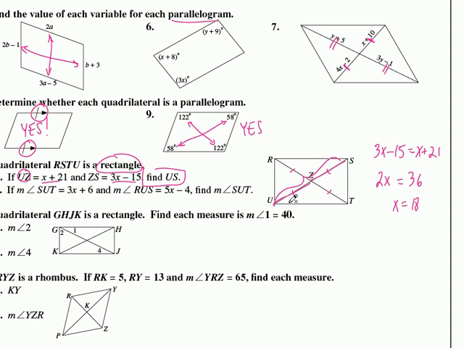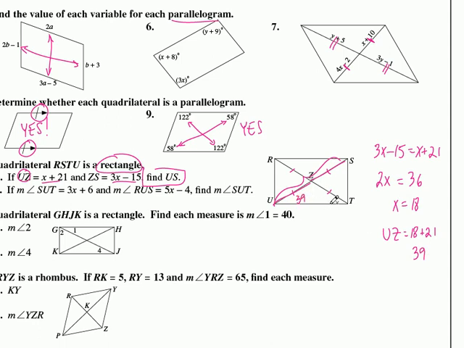Well, I can find UZ, can I? Okay, UZ is what? X plus 21. Well, I just found what x is. So what's UZ? 18 plus what? 21, which is what? 39? Okay, so UZ is 39.